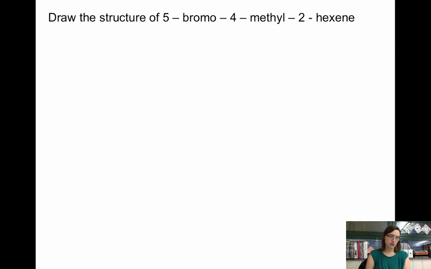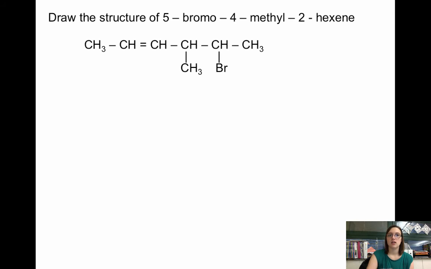So you have 2 example problems in here. The first one says draw the structure of 5-bromo-4-methyl-2-hexene. So I want you to pause the video and try to draw this structure. With 5-bromo-4-methyl-2-hexene, start from the end. Start from the right side, start from the parent compound and work your way back.